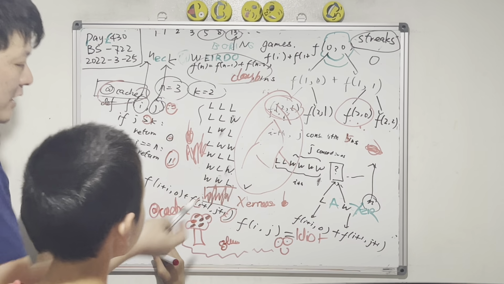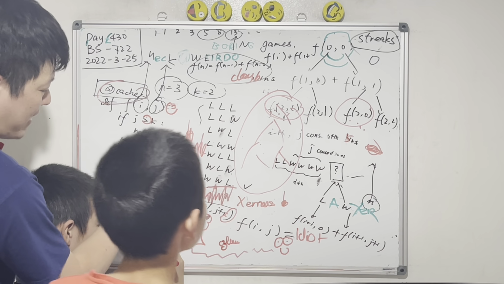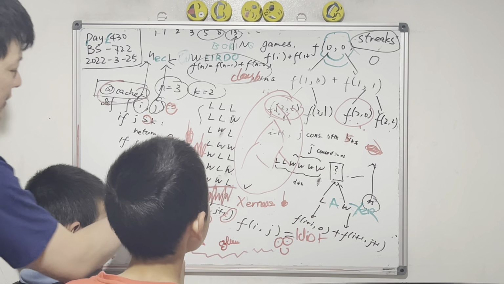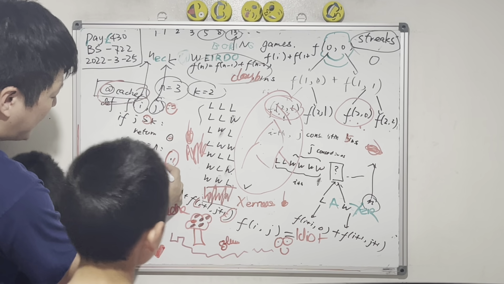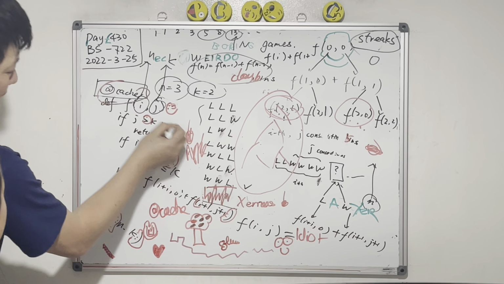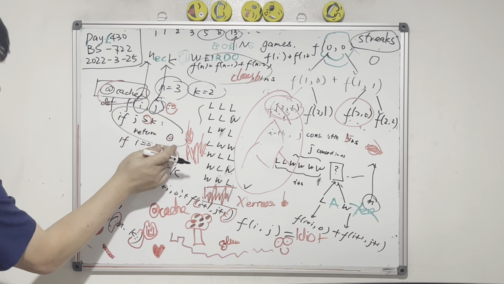And then we finish the game. When i equals n, we return 1. Why can we return 1 here? Because at this point, j is smaller than or equal to k. Why is that? Because if j is bigger than k, we already returned 0.